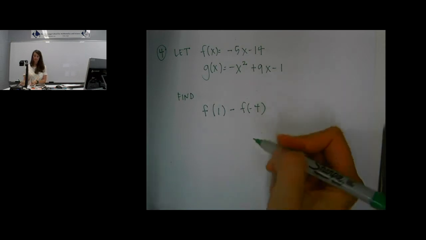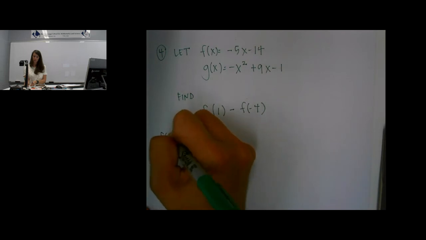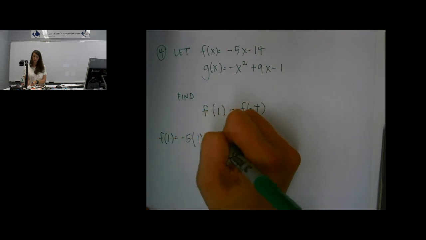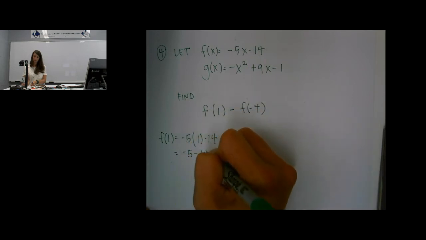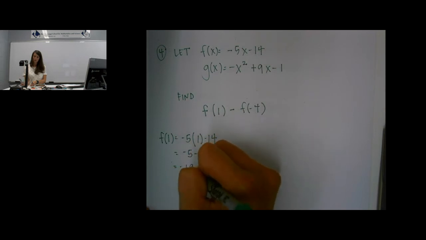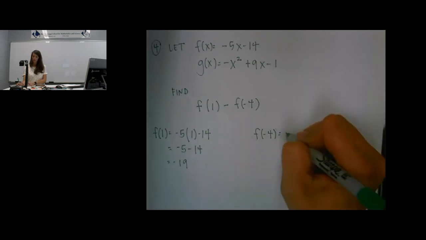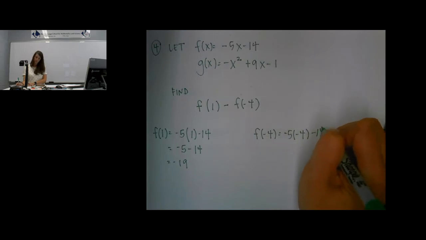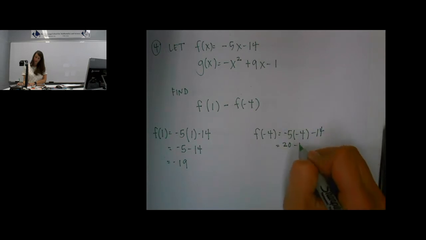Okay, so I'm going to plug in a 1. So f of 1 is going to be equal to -5 times 1 minus 14. So it's -5 minus 14, which is -19. f of -4 is equal to -5 times -4 minus 14. So that's going to be a positive 20 minus 14, which is going to be 6.